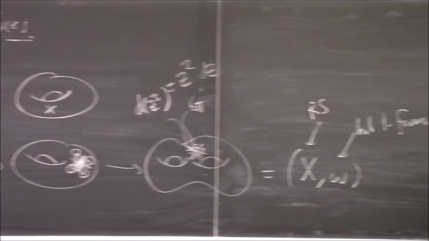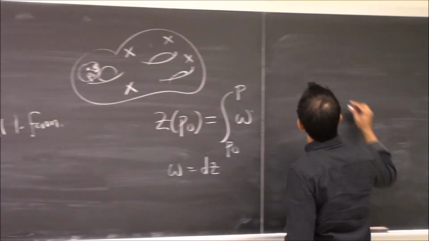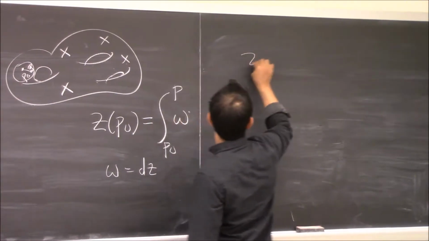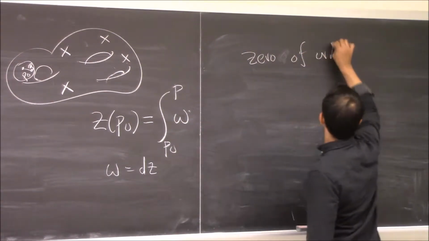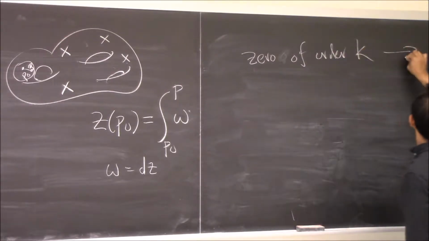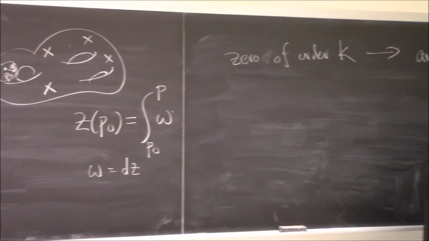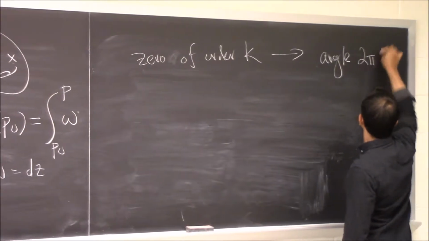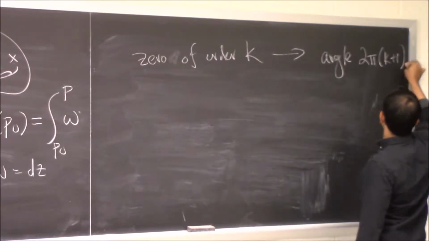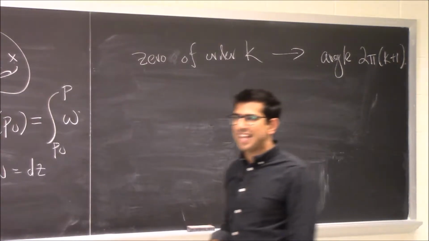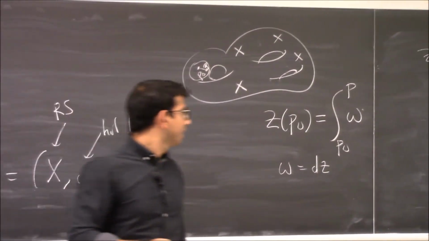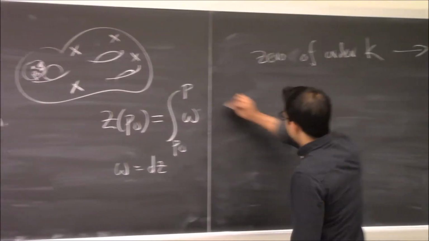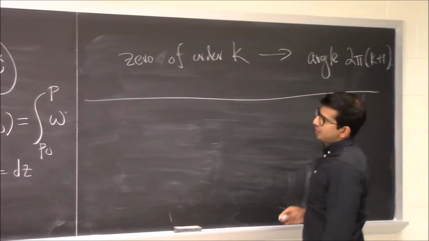In general, I'll have points with a 0 of order k. A 0 of order k corresponds to total angle, a point with cone angle 2 pi times k plus 1. So k is kind of the excess. It's the excess angle. Okay. So these are the objects I want to look at.